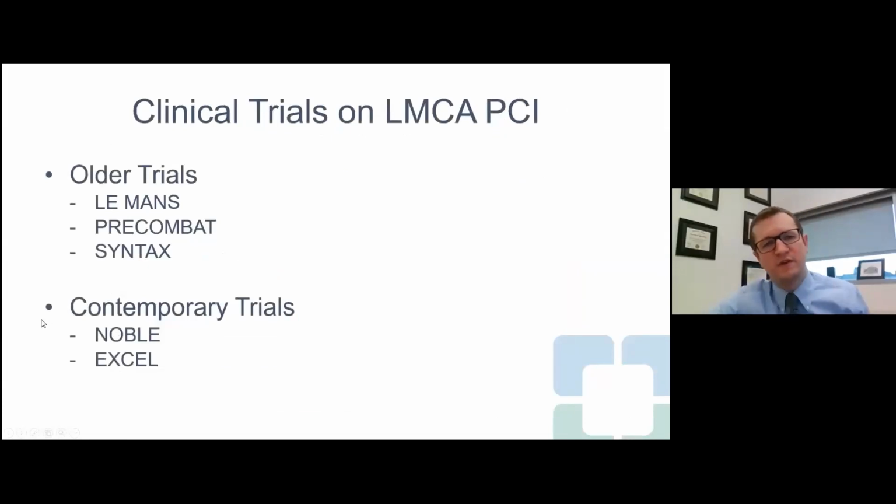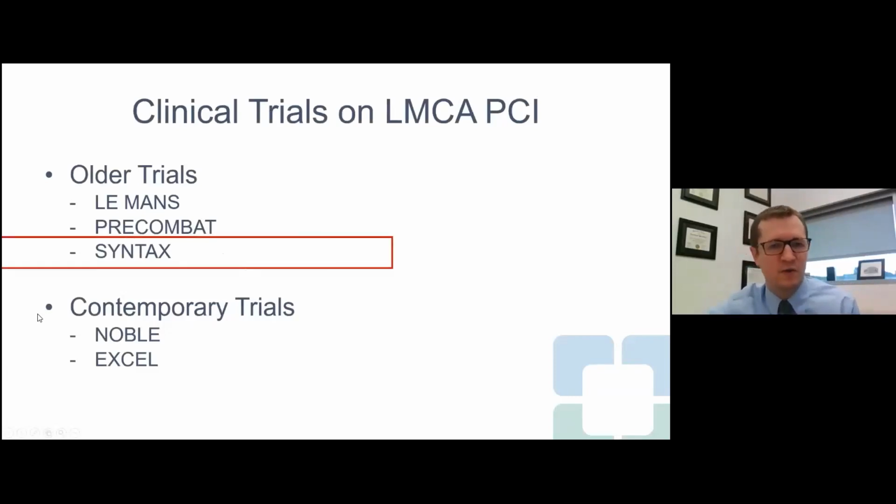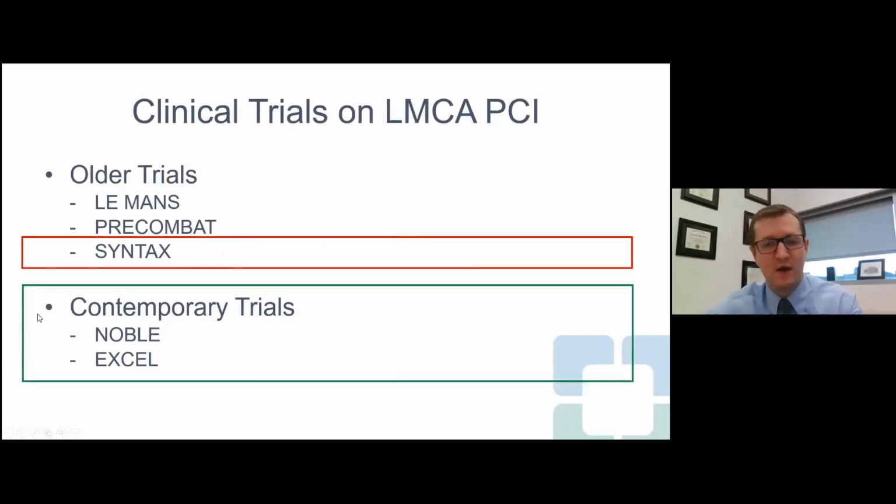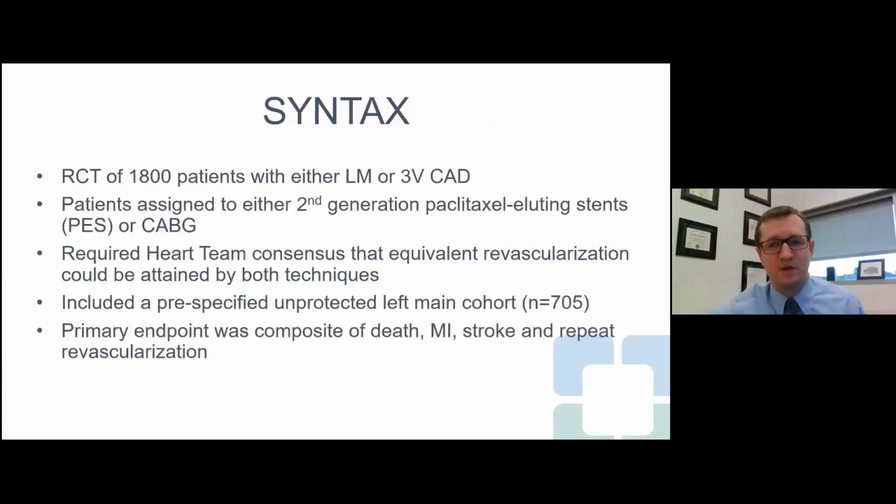So, in the interest of time, we're going to discuss the clinical trials, but focus on the most contemporary ones when it comes to left main disease, including the Syntax trial, the observational studies from Syntax, as well as Noble and Excel. So Syntax, as we likely all appreciate, is a large randomized controlled trial of patients randomized to PCI or CABG, and these patients either had multivessel coronary disease or left main. For the purposes that we're going to be discussing, there was a pre-specified unprotected left main cohort of around 700 patients.